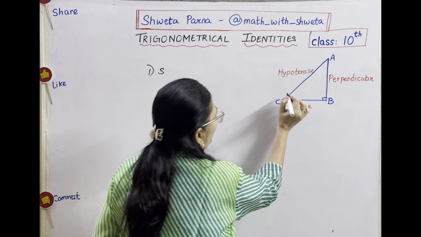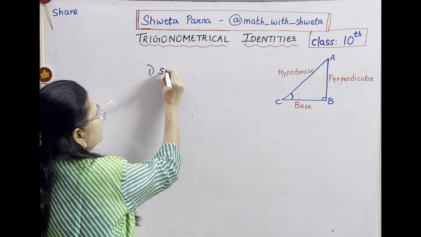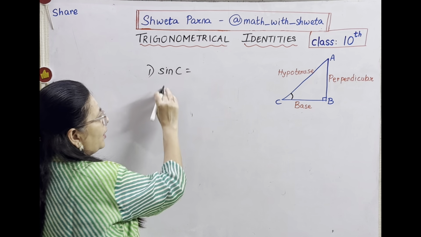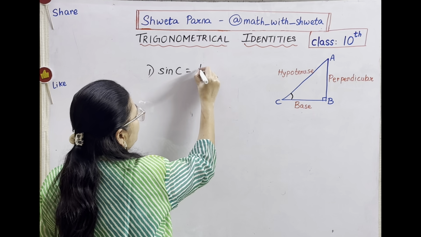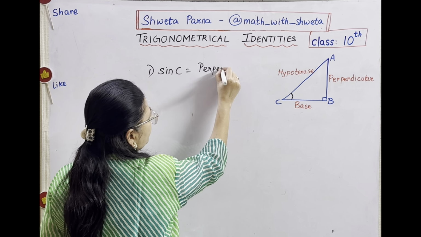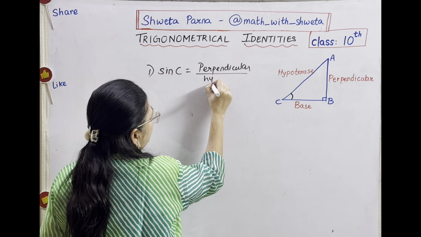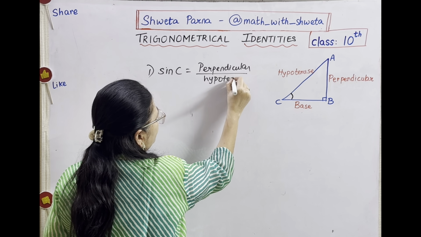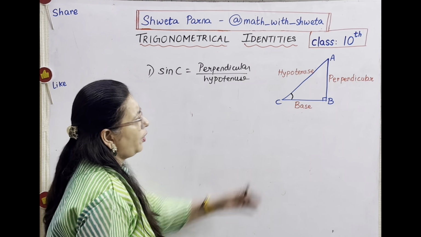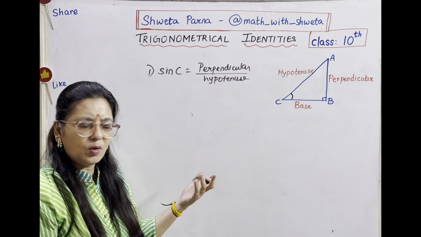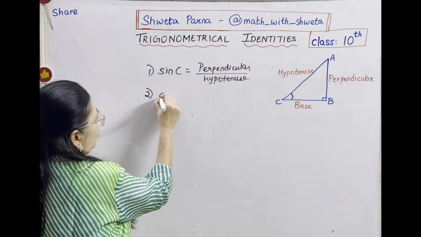Let's revise. Say for example, I want to find sine C. What is sine C? Sine C is perpendicular upon hypotenuse. So AB upon AC.